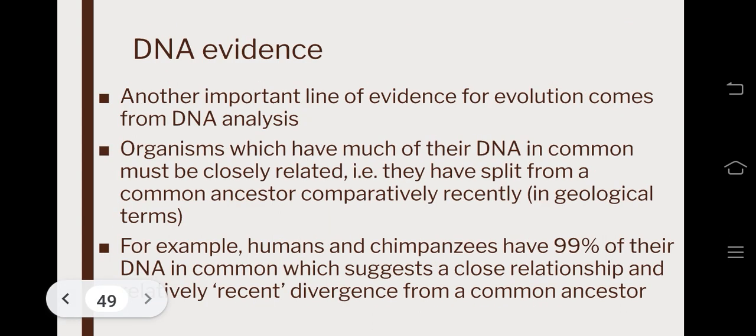The DNA evidence. Another important line of evidence for evolution comes from DNA analysis. Organisms which have much of their DNA in common must be closely related. They split from a common ancestor comparatively recently in geological terms. For example, humans and chimpanzees have 99% of their DNA in common, which shows a close relationship between them and a relatively recent divergence from a common ancestor.